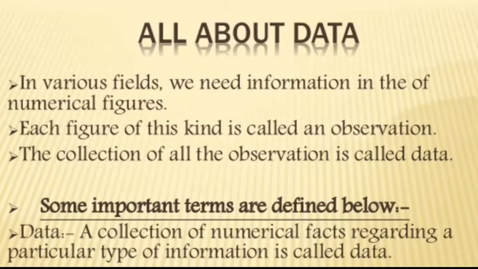Now, what is the meaning of data? Information in the form of numerical figures, that is called data. For example, runs made by a batsman in the last 10 matches, in a cricket match, okay. Number of wickets taken by a bowler, marks scored by you in your unit test, number of storybooks read by your friend. So all this information is data.